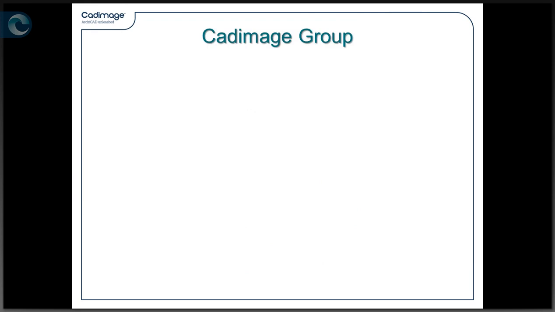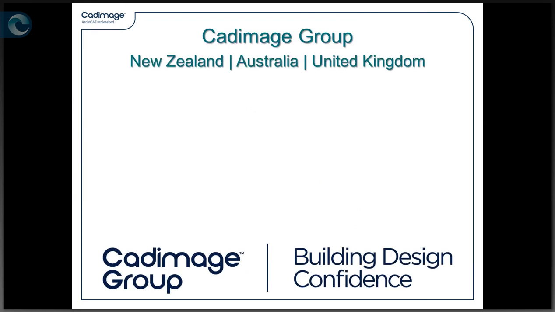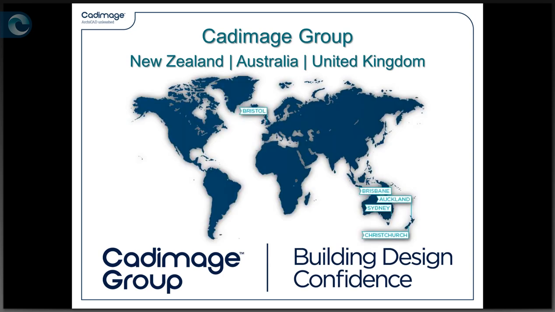So just a brief little bit of background about Cadimage Group. The company is based in New Zealand. The head office is in Auckland, where it has been for the past 23 years. You can see there's other offices down on the other side of the planet. And in the UK, the Cadimage UK office is the Bristol office, and I myself, as you can probably gather from the accent, I'm not from Bristol, but from sunny Scotland.